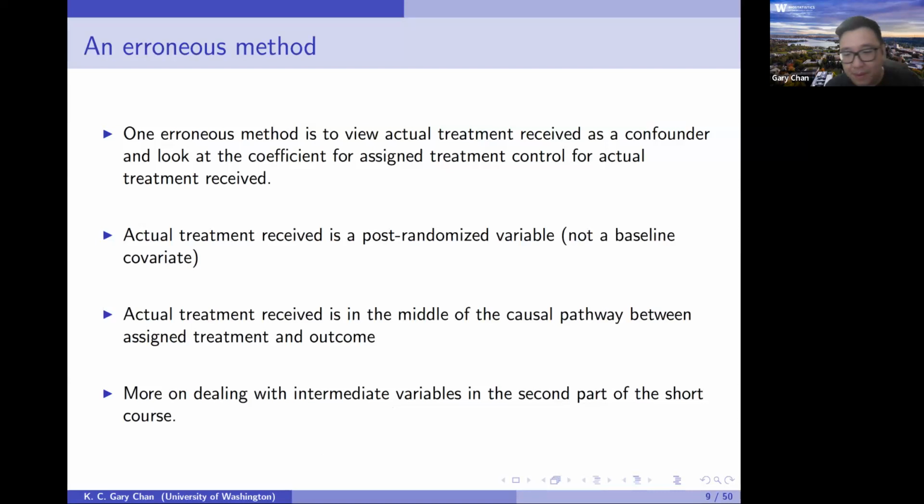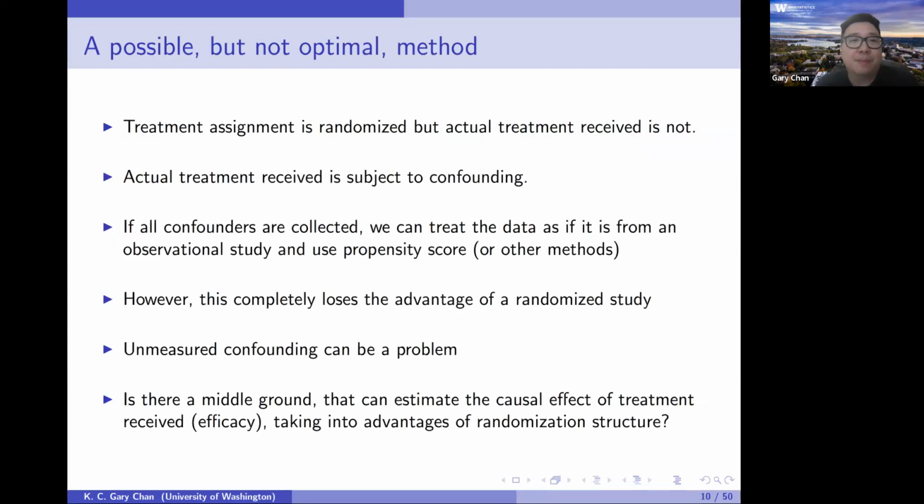There's a possible but not optimal method, which is to look at treatment received and use what we talked about in the last short course on confounding control, assuming that all the confounders between actual treatment received and the outcomes are observed. Then you use propensity score or regression adjustment, right? You can do this, but it is not optimal because it completely loses the advantage of a randomized study, and also unmeasured confounding can be a problem.